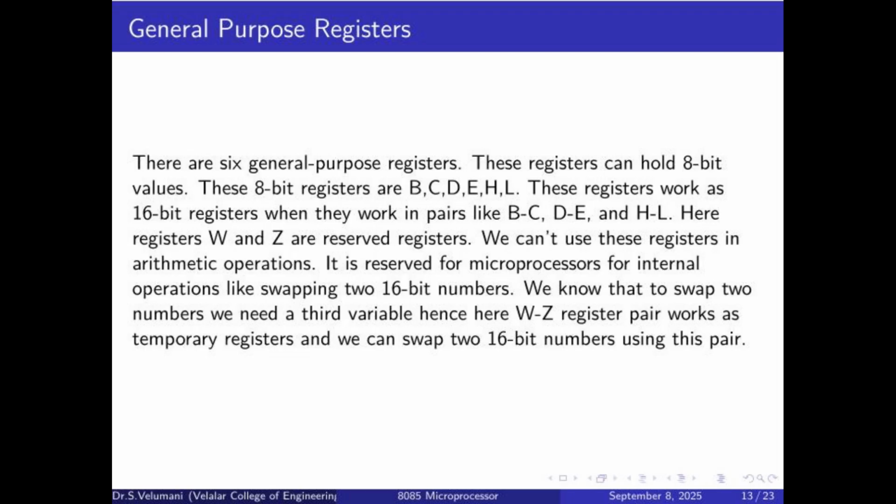Here registers W and Z are reserved registers. We can't use these registers in arithmetic operations. They are reserved for the microprocessor for internal operations like swapping two 16-bit numbers. We know that to swap two numbers we need a third value. Hence, here the WZ register pair works as temporary registers for such operations, and we can swap two 16-bit numbers using this pair.